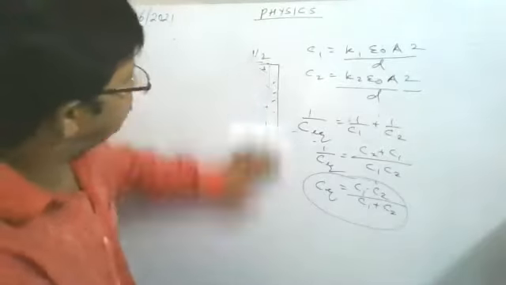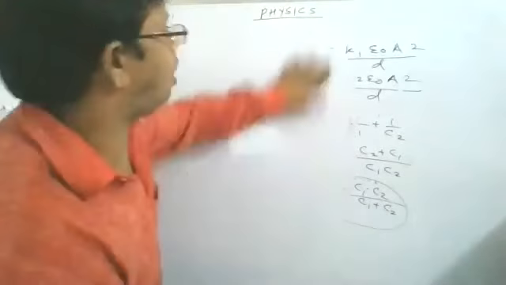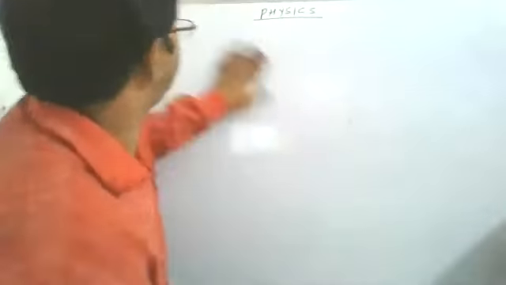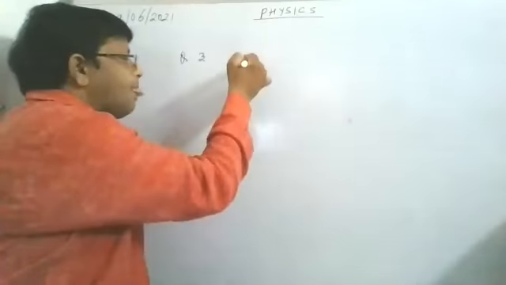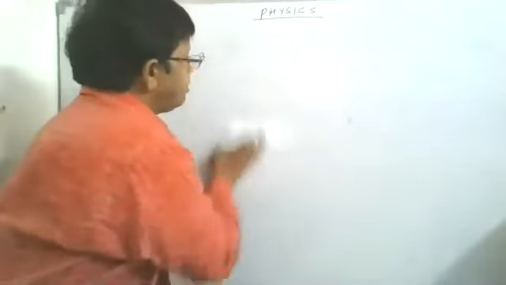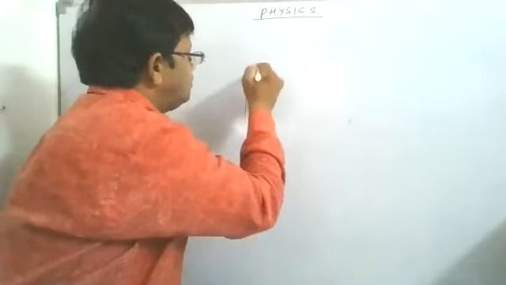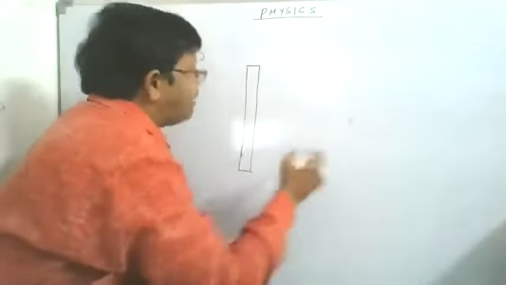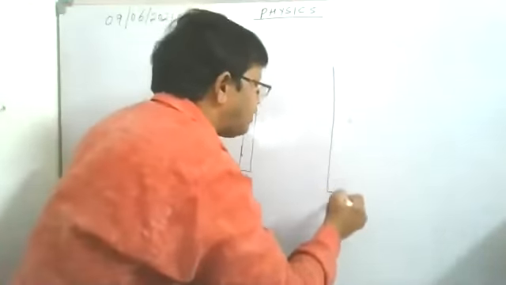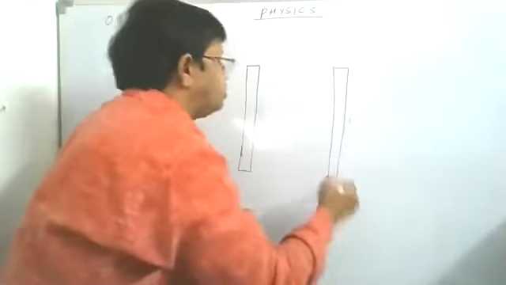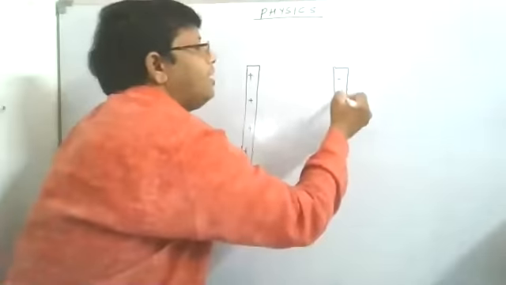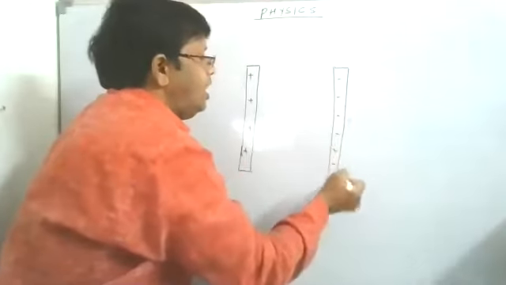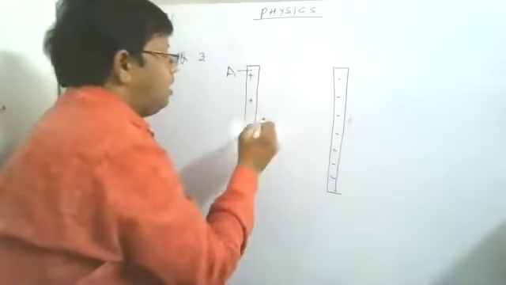Now see here, question number three is like this. This is the positive plate of the capacitor, and this is the negative plate. A similar condition is here. Positive plate, this is the negative plate, plate area A. Now see here, beta.